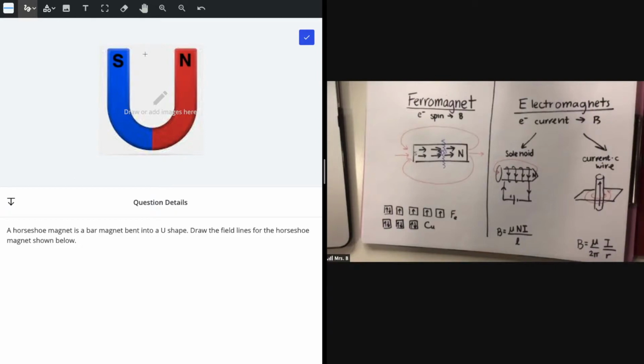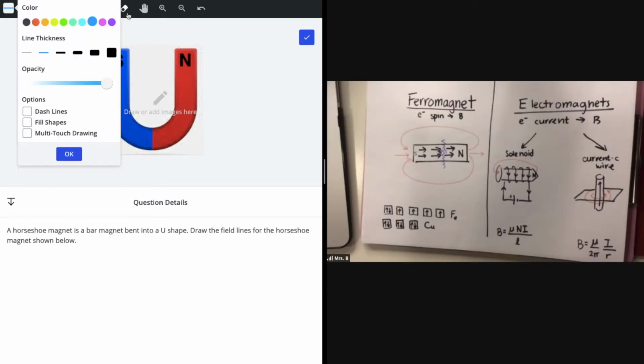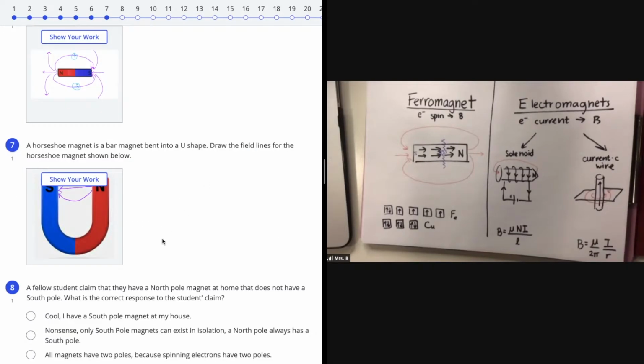Similarly, let's draw our field lines for a horseshoe magnet. They're going to point from north to south again. They get stronger near the poles, so we should have a higher density of field lines near the north and south pole along those lines.